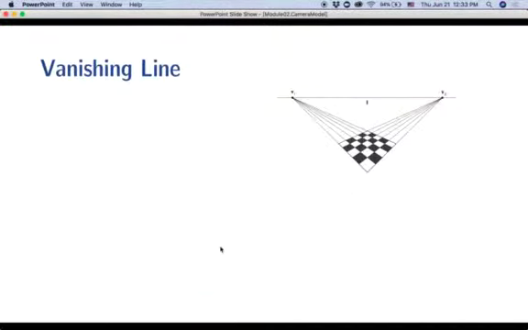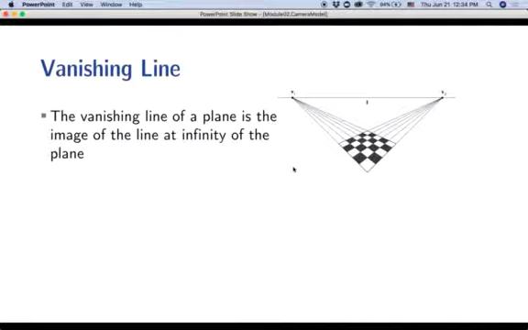Okay, I think the last thing that I want to prove, and then we'll summarize, is to think about the vanishing line of a plane in the world. This is a very practical thing to do. Think about a self-driving car. You have a camera on the car. There's a ground plane, which is the road. You want to talk about the vanishing line of that ground plane.